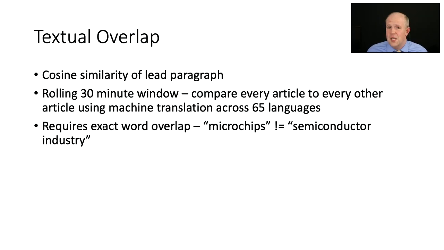So one of the things we can do is look at textual overlap. In this particular case, we take the lead paragraph of every news article and compare how similar it is to the lead paragraph of every other news article. We use a rolling 30-minute window. So throughout the day, we take every news article and compare it, brute force, to every other news article across the 65 languages that we machine translate over the last 30 minutes. So again, brute force, a huge amount of computing power there.